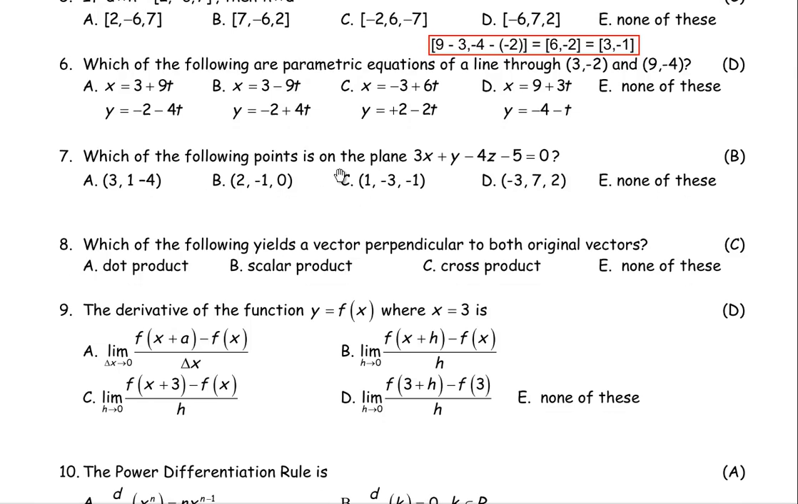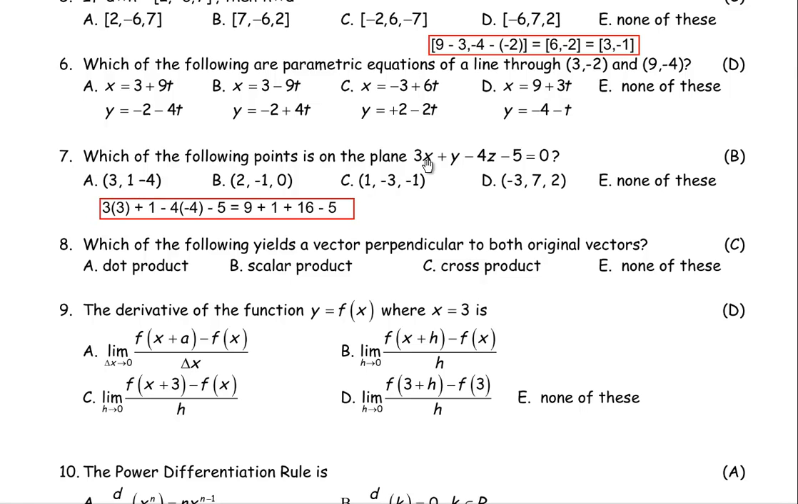For number 7, which of the following points is on the plane 3x plus y minus 4z minus 5 equals 0? Now, what you do in order to check this out is you start substituting the coordinates from the point into the x, y, z variables in the equation. So, for example, if I want to check if 3, 1, -4 is on the plane, I would substitute 3 in place of x, 1 in place of y, and -4 in place of z.